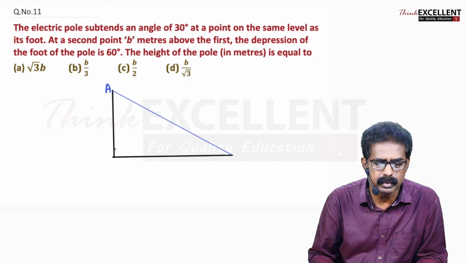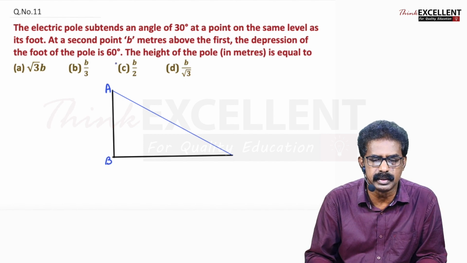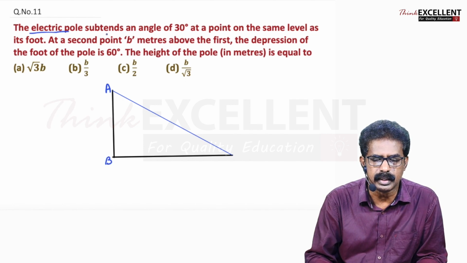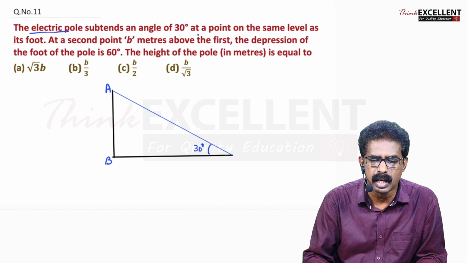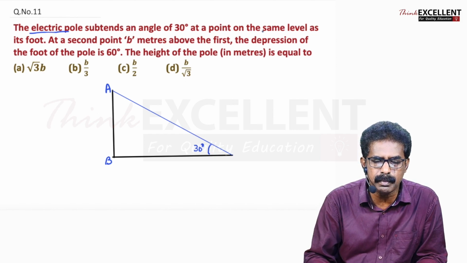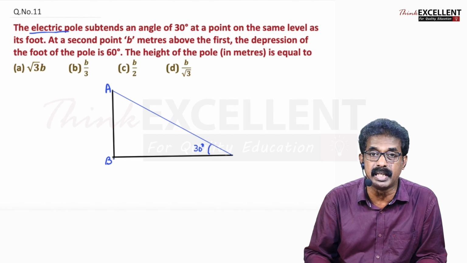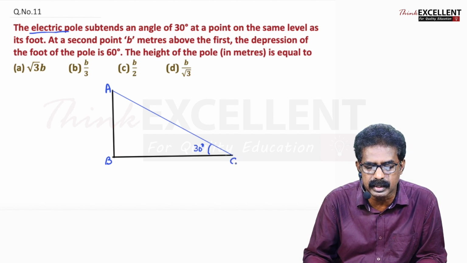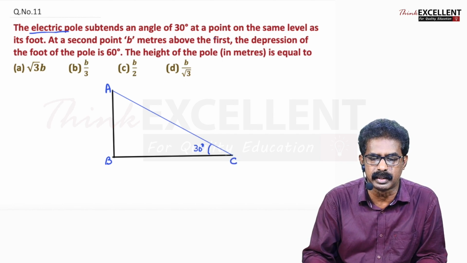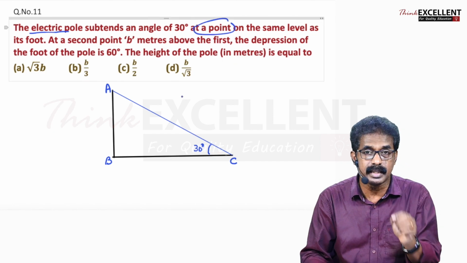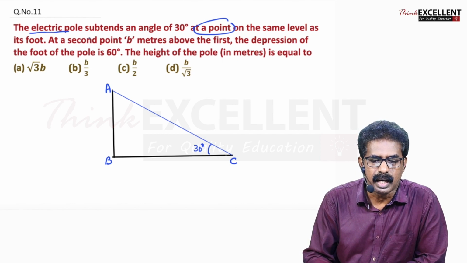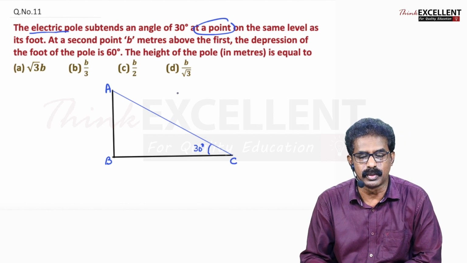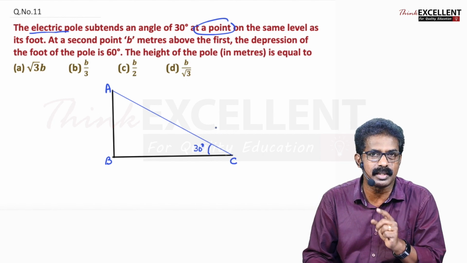So AB is the electric pole. It subtends an angle of 30 degree at a point on the same level as its foot. Foot means B, the same level. So here there is a point C. Okay, this is the first point. So first point is C. Now they are talking about the second point.